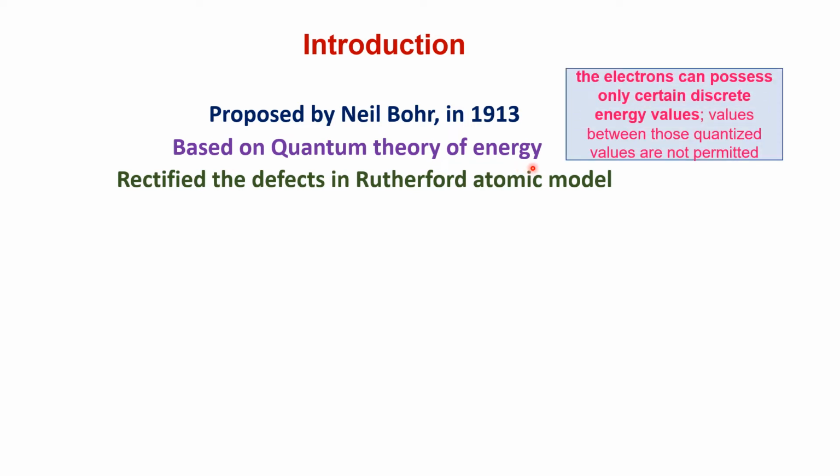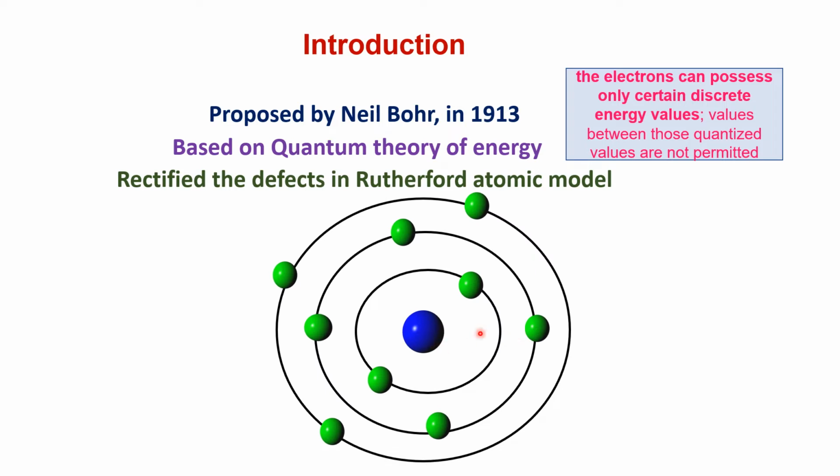Quantum theory of energy says that the electron can possess only certain distinct energy values, and the values between those quantized values are not permitted to be absorbed. Let's explain it. The nucleus is surrounded by energy levels or shells having electrons in them. The value of energy for each level is also indicated: 0 electron volt for the ground state, 4 electron volt for the first energy level, 6 electron volt for the second energy level.